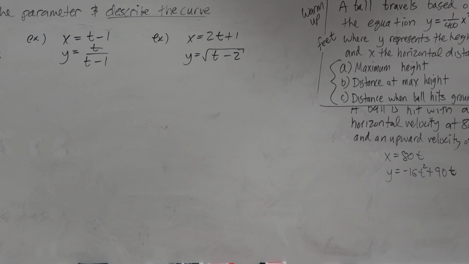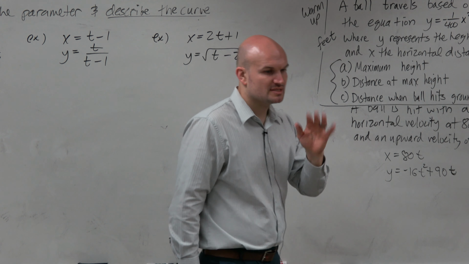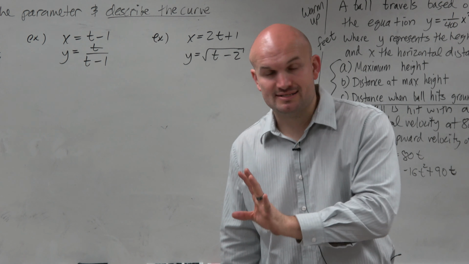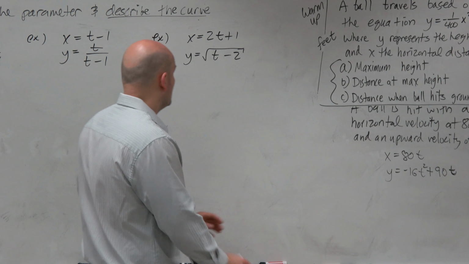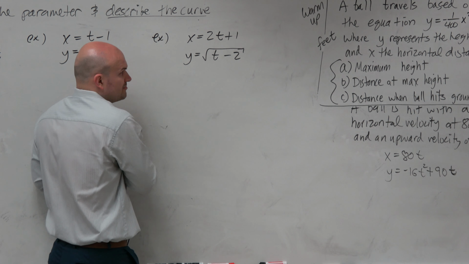So in this example, guys, to eliminate the parameter, again, as I mentioned, usually it's going to be easiest to go ahead and solve for the t in the x equation, then plug into y. That's not always the case. We'll go over those examples shortly. But for right now, let's usually kind of look at this. And to solve for t in this x equation, it's going to be rather simple, right?